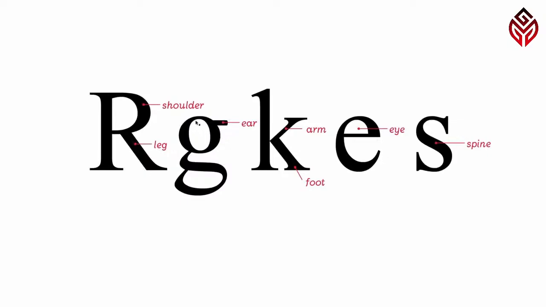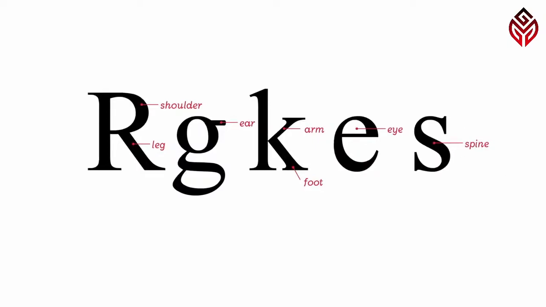The small appendage on the upper part of the G is called an ear. At the bottom of the leg of the K you can see it has a foot, and sticking up in the air above that you can see there's the arm. And here you can see the negative space, the counter space that's trapped inside the letter E is called the eye. And the diagonal holding a lot of the weight and the stress of the letter S is called the spine.